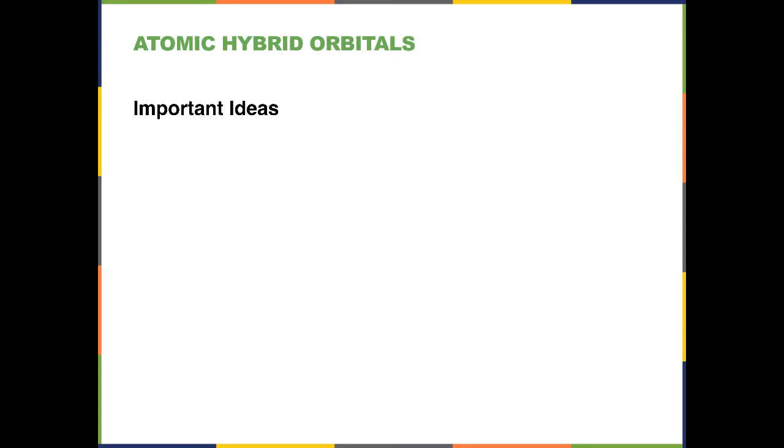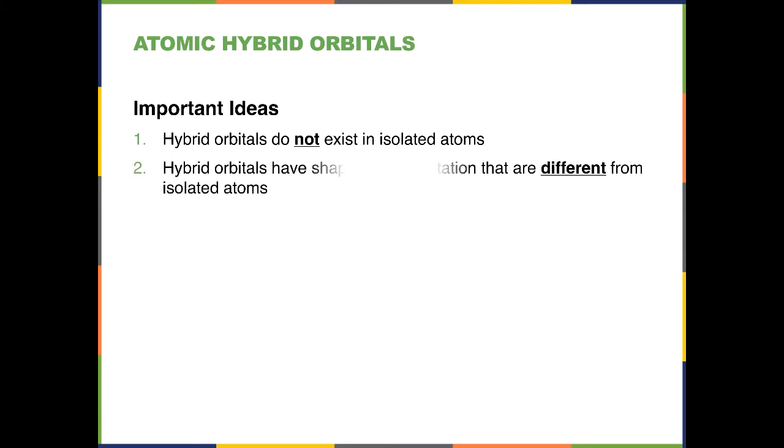So, let's review for a minute the important ideas behind the hybrid orbital formation. The first one is the fact that hybrid orbitals do not exist when the atom is isolated. So when the atom is isolated, it has an s orbital and a p orbital, or it'll have s orbital, p orbital, d orbital. But these hybrid orbitals only occur when it's bonded covalently with another atom. The hybrid orbitals have shapes and orientations that are different than the isolated atoms.